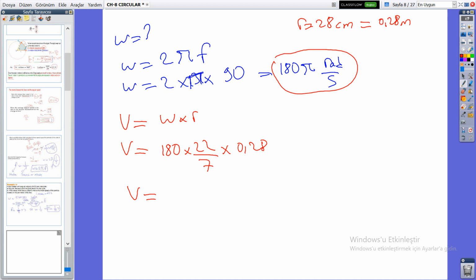Speed equals 180 multiplied by 22 over 7 multiplied by 0.28, equals 0.88. And last step, 180 multiplied by 0.88 equals 158.4 meters per second.